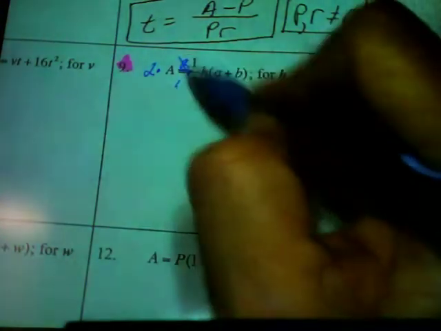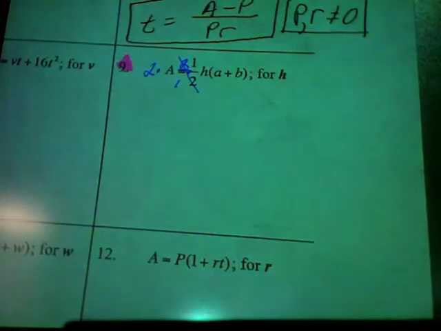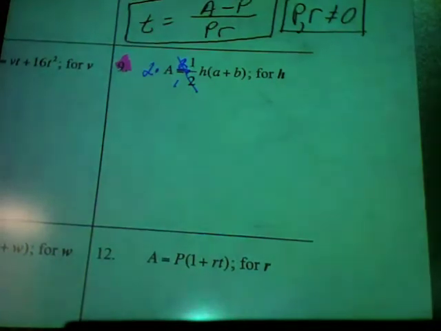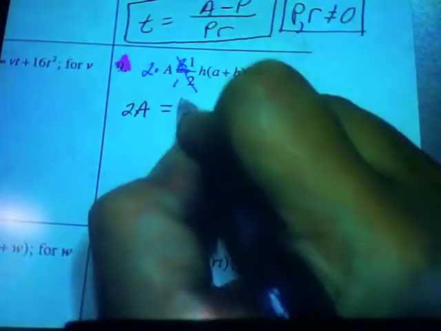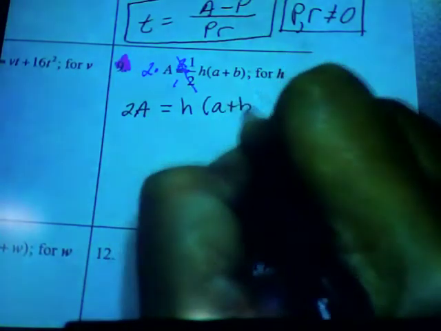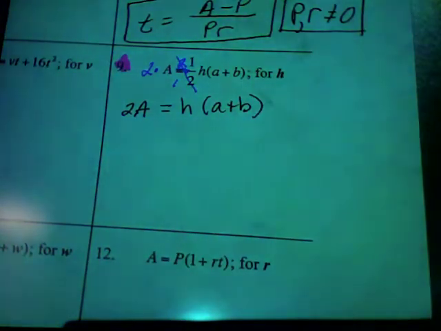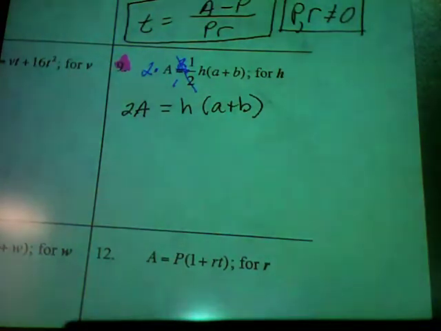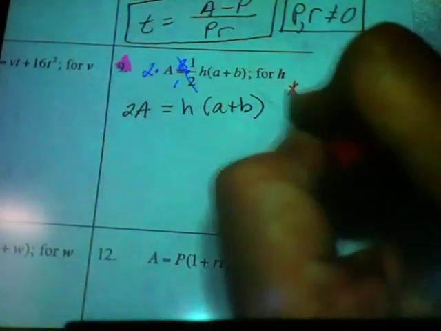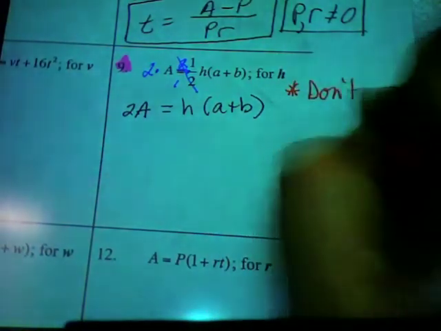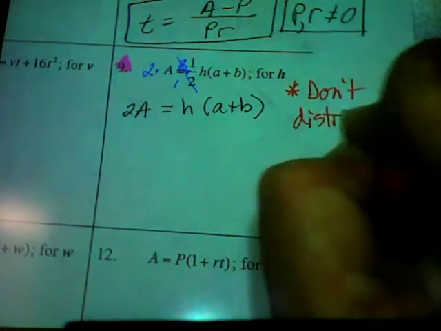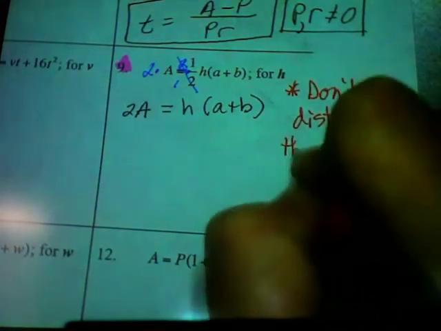Don't the 2's here cancel? Right? And so I end up with 2a equals h times a plus b. Now you're going to be dying to distribute that h. Don't distribute, because we're trying to solve for h, right? Don't distribute the h.